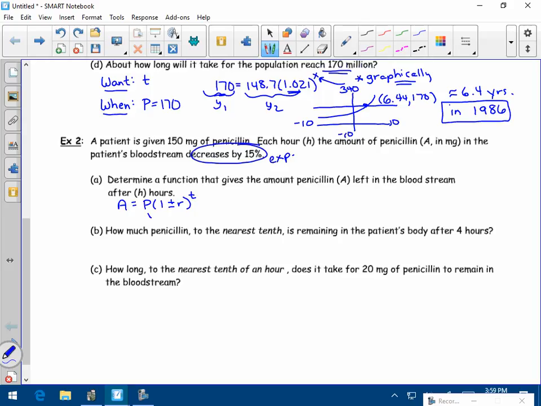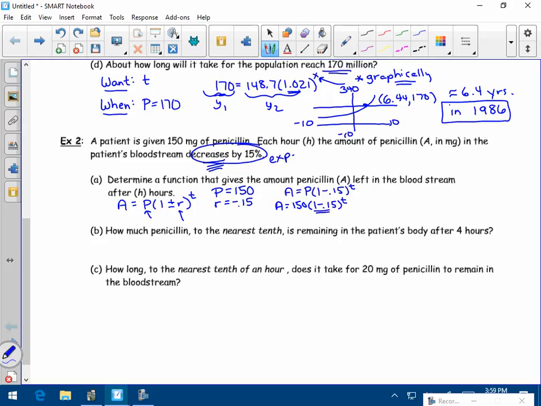So really what we need to do is figure out what P is and what R is, because then we'll have our equation, because A and T are just like X and Y. So what's P? What's our initial amount? 150 milligrams of penicillin. What's R? It's decreasing by 15%. So then R is going to be negative 0.15. So my equation here is A equals P times 1 minus 0.15 to the T. And I can actually plug in for P also. A equals 150 times 1 minus 0.15 to the T.